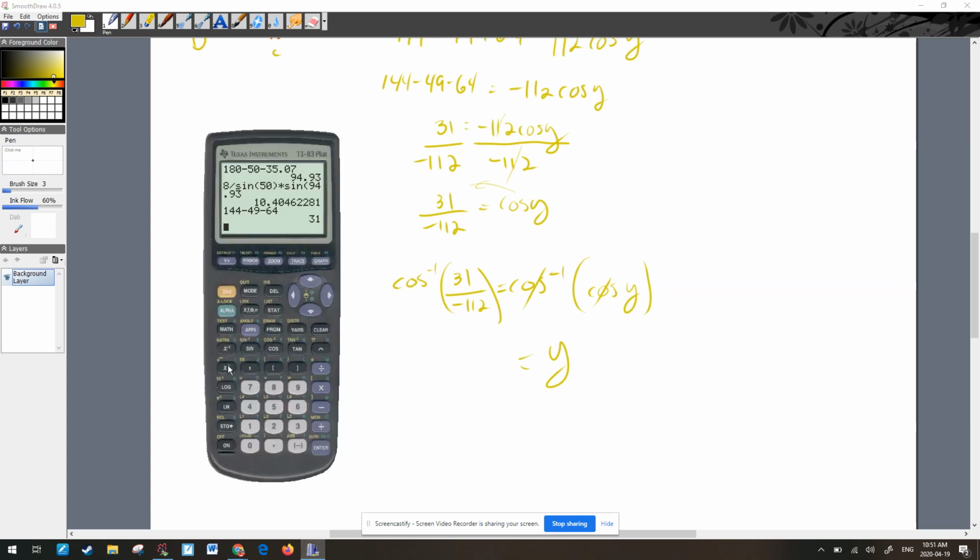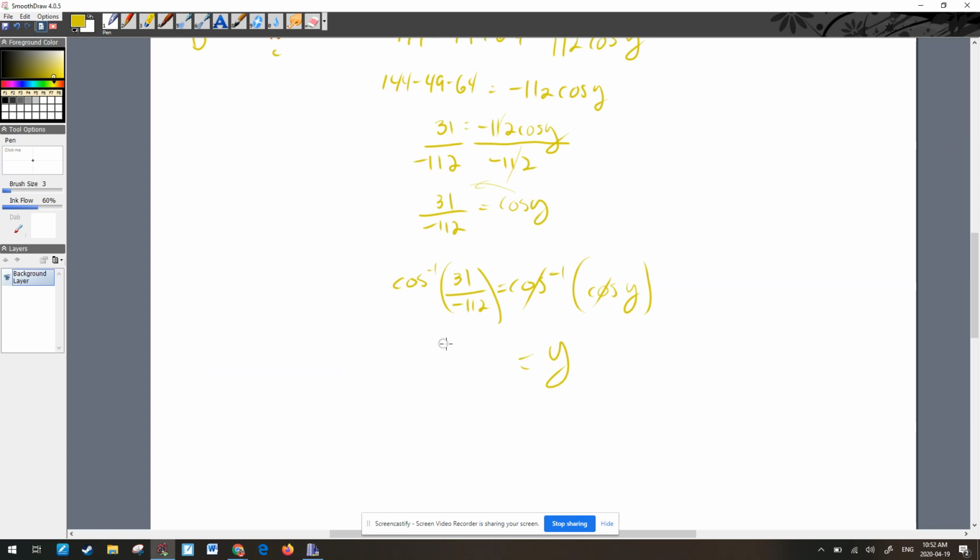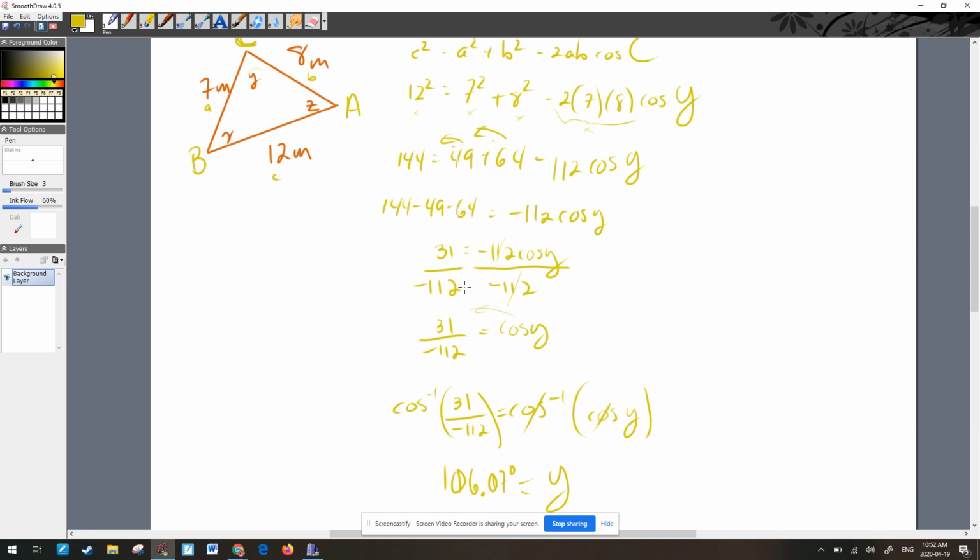So I'm going to grab my calculator here, and we're going to do cos inverse of, now mine already puts a bracket there. If it doesn't, you need to do that. 31 divided by negative 112. We punch that in, and we're going to get 106.07 degrees. And so that is angle y. So we know that this angle up here is 106.07 degrees. Lovely. We have one of the angles.